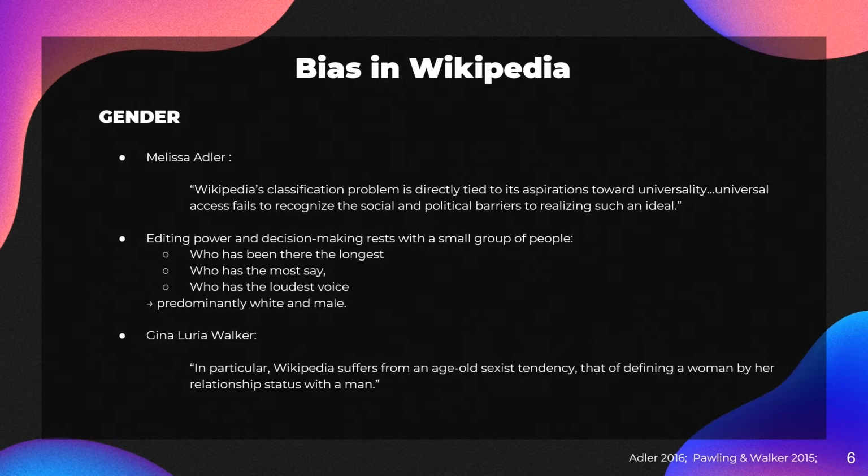One of Wikipedia's pillars, the neutral point of view, is in direct conflict with the bias that can be found within. Wikipedia's classification problem is directly tied to its aspirations toward universality. Universal access fails to recognize the social and political barriers to realizing such an ideal. Editing power and decision-making rests with a small group of people: who has been there the longest, who has the most say, who has the loudest voice, and that voice is predominantly white and male. In particular, Wikipedia suffers from an age-old sexist tendency, that of defining a woman by her relationship status with a man.